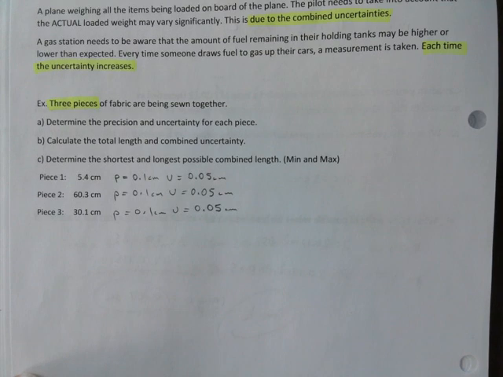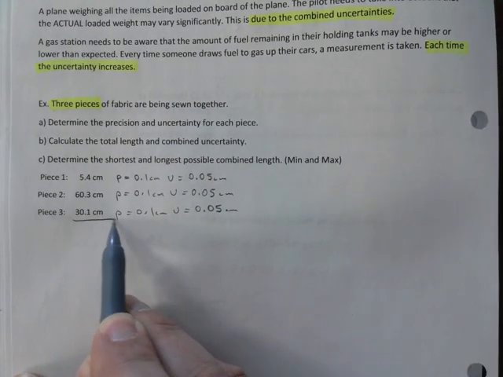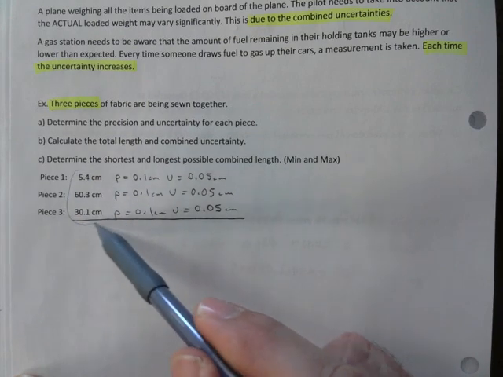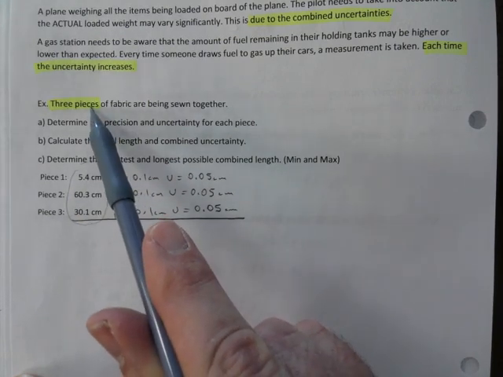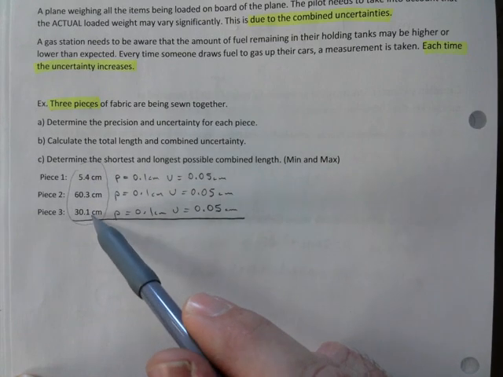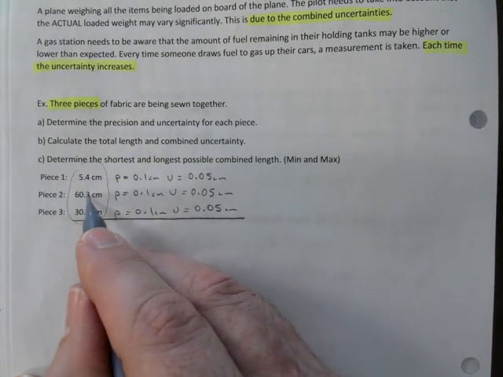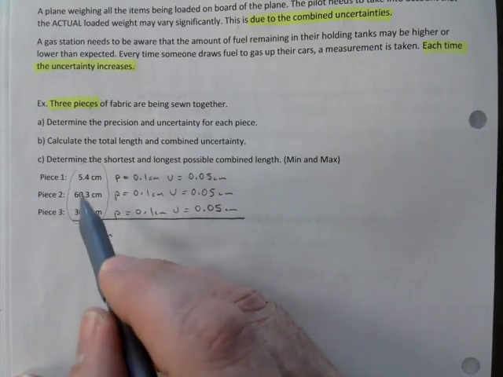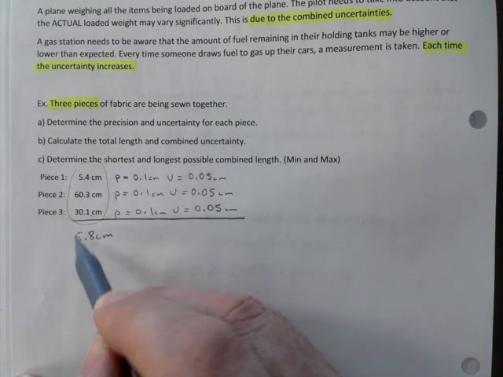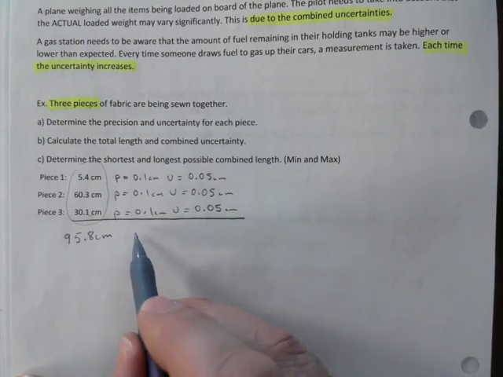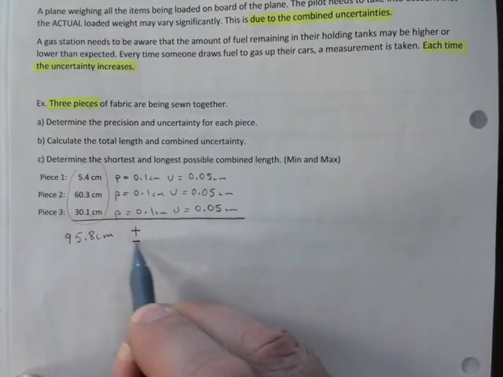B, calculate the total length and the combined uncertainty. So watch this, guys. I put a line under. When you do these, the precision is irrelevant. We just want the combined length of sewing all three pieces together. It should tell you that we need to add the values, right? So let's add this up. Let's do some mental math. 4, 3, and 1 is 8, right? And then 5, 0, and 0, that's just 5. 6 and 3 is 9. Hey, mental math, right? And then let's just put a big plus or minus here.